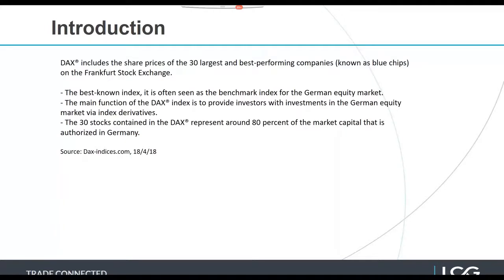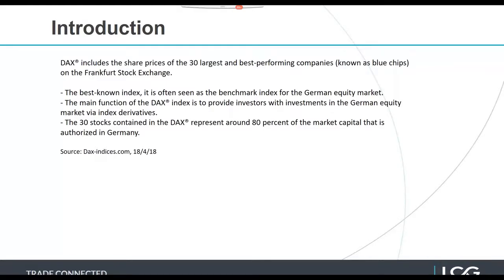So just what is the DAX? It's the 30 largest and best performing companies, known as the blue chips, on the Frankfurt Stock Exchange, so Germany's stock exchange in Frankfurt, obviously. It's the best known index, often seen as a benchmark for the German equity market, but also European equities, I'd argue, to some extent as well.